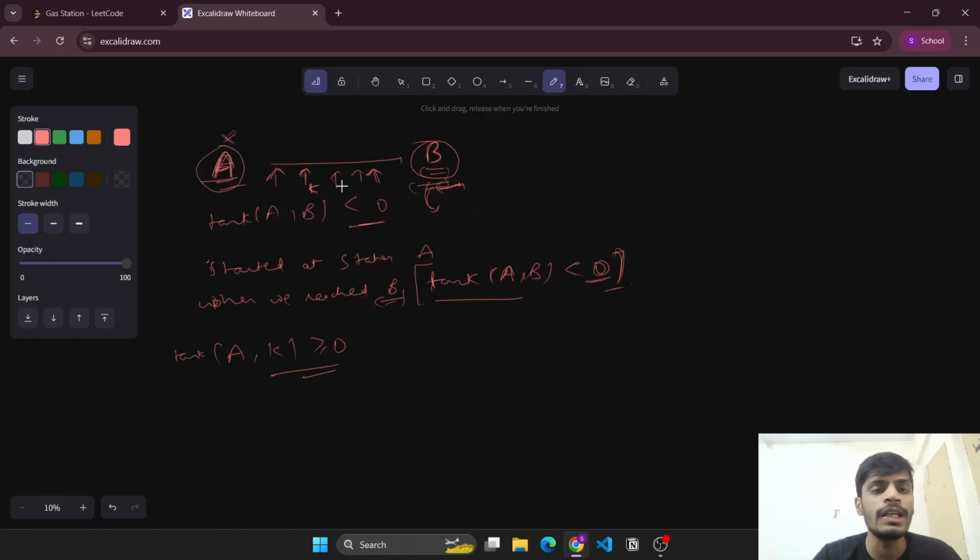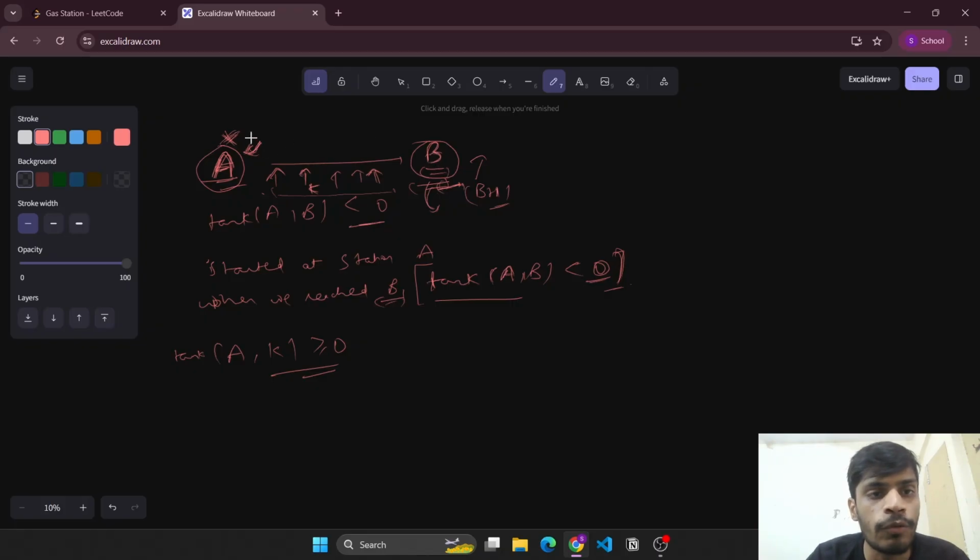Now we need to see, if we get a condition where the A index cannot be the starting point, what will be the next optimal value to start from? Whether it is some k inside, or whether it is B, or some index just after B, suppose B plus 1. So what will be the most optimal way of moving the starting index for the checking?